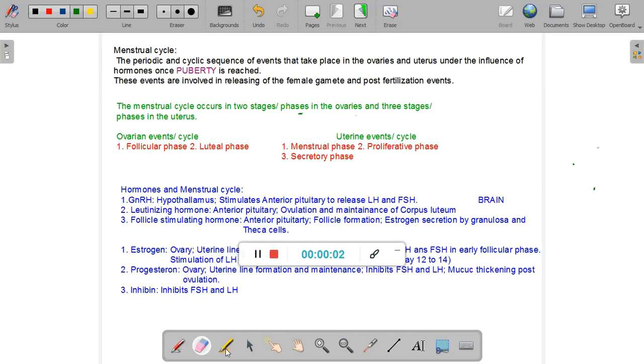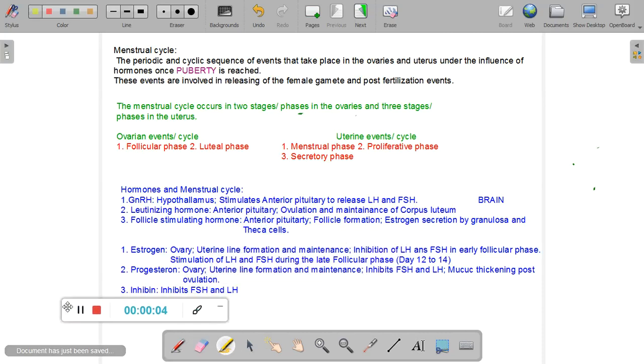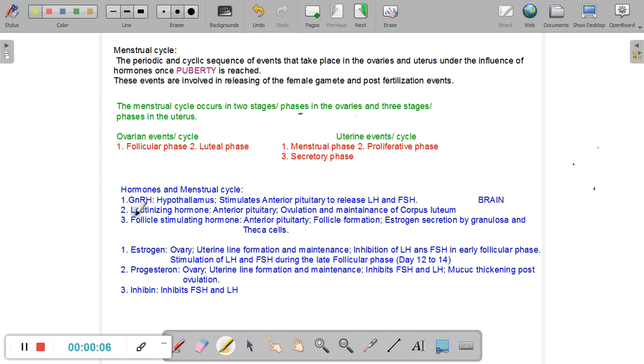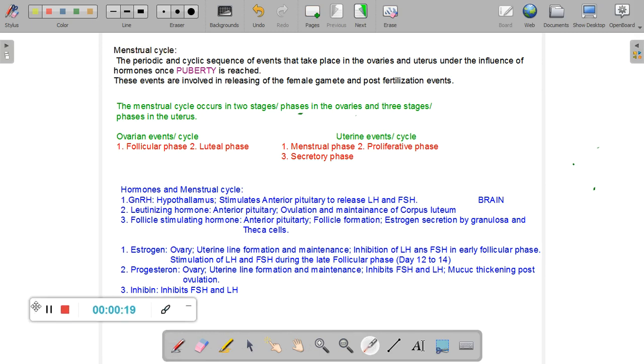In this session, we'll try to understand a very interesting and an extremely intricate process that takes place in the bodies of females that have attained puberty. And this particular process, this particular phenomenon, is known as the menstrual cycle, or menstruation.